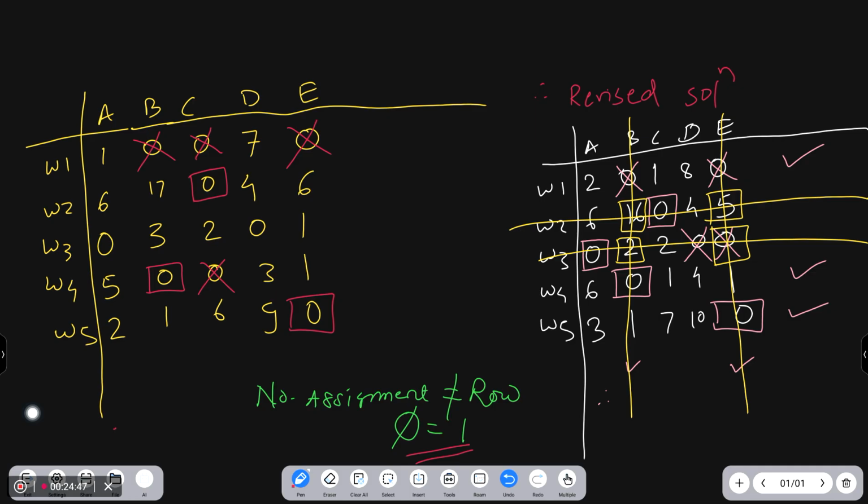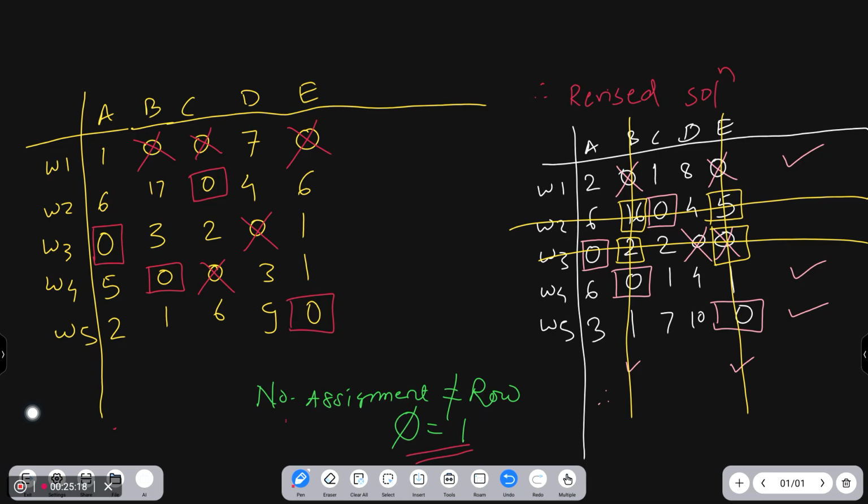Then I have to start the assignment column wise. So in this column there is only 1 zero, then make it assignable, but at the same time I have to cross this one. In this, not possible. In this, no assignment, no assignment, no assignment. Check whether the given solution is optimal or not. No. Why? Again, the number of assignments is not equal to the number of rows.